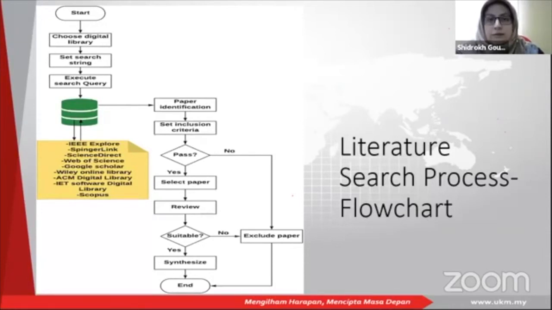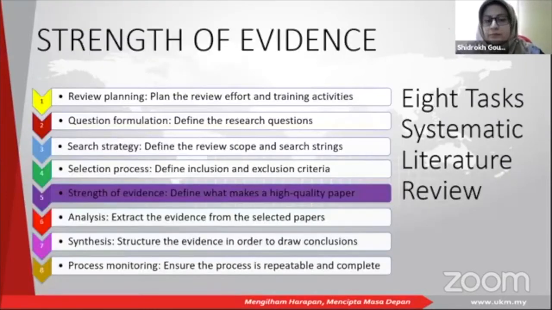After finding the related work and identifying papers, we should set our inclusion criteria. We should decide whether this paper is related to our scope or not. If it is not related, we should exclude the paper, and it ends there. Otherwise, we select the paper and review it. If the paper is suitable, we synthesize the findings of the paper, and the paper is included in our database. Otherwise, the paper should be excluded.